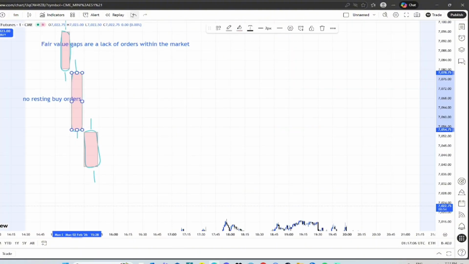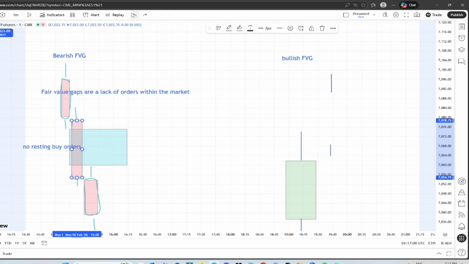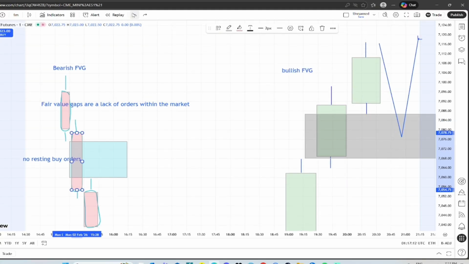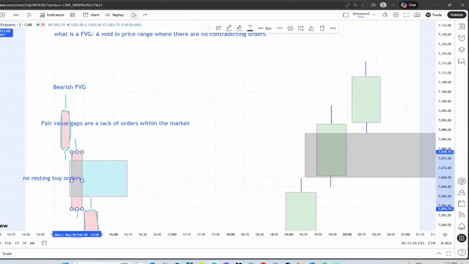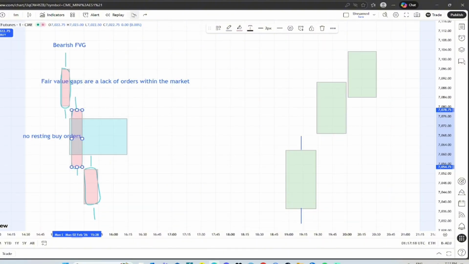Another thing about fair value gaps is that the size of the fair value gap does not matter. It could be a small gap, it could be a big gap. It does not matter the size.